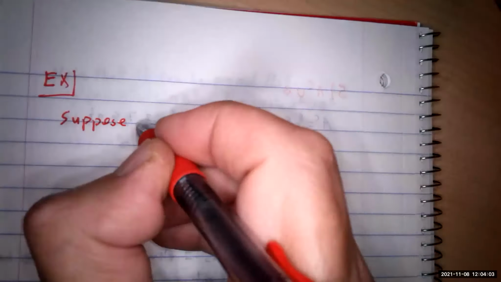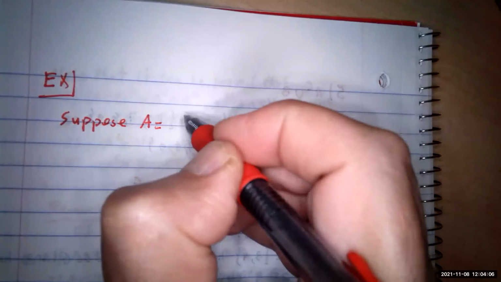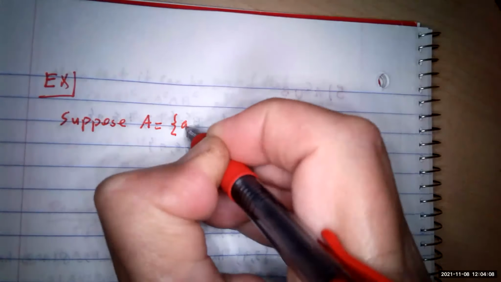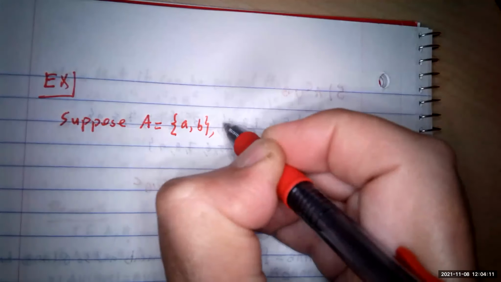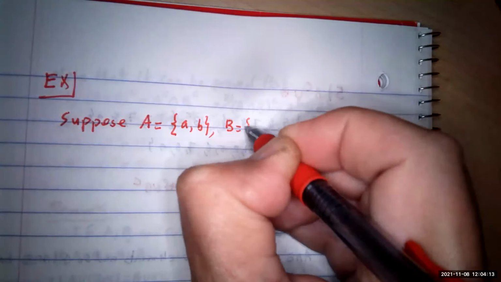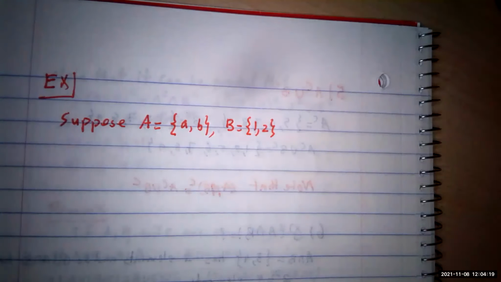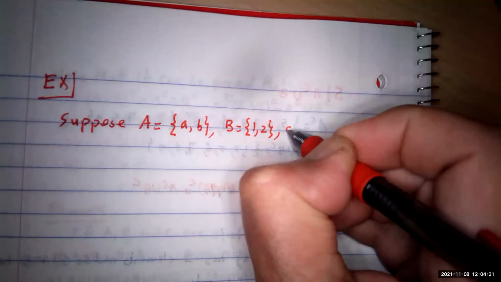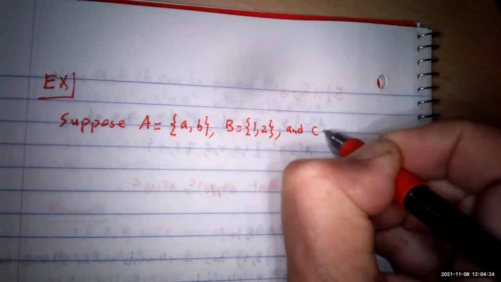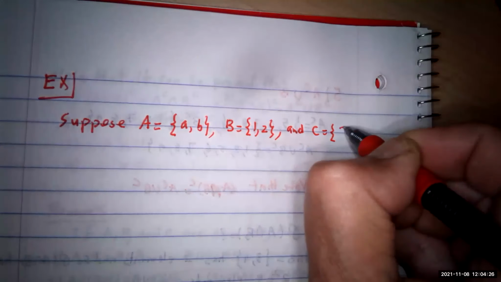One version is in your book and one version is what we are going to do now. I'll tell you what the other version is. Suppose A is the set A, B. That's exactly the same set that you use in that Excel book problem. So the A is {a, b}, the B is {1, 2}, and the C is {2, 3}.